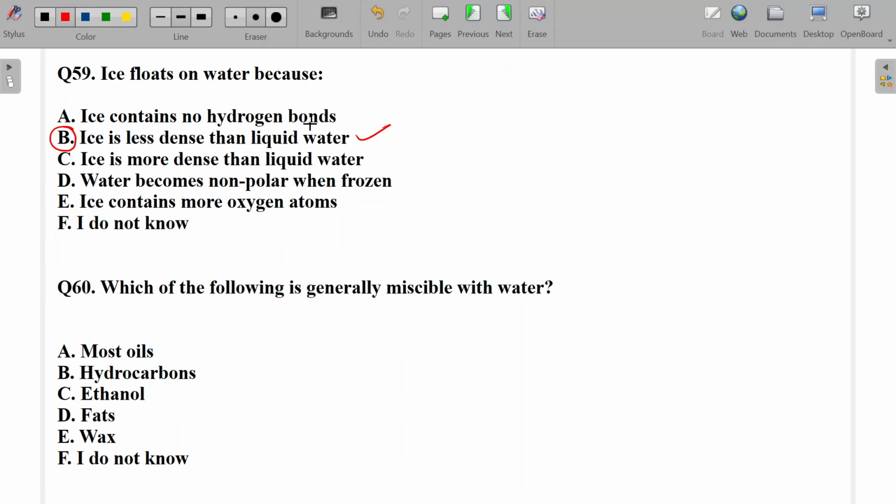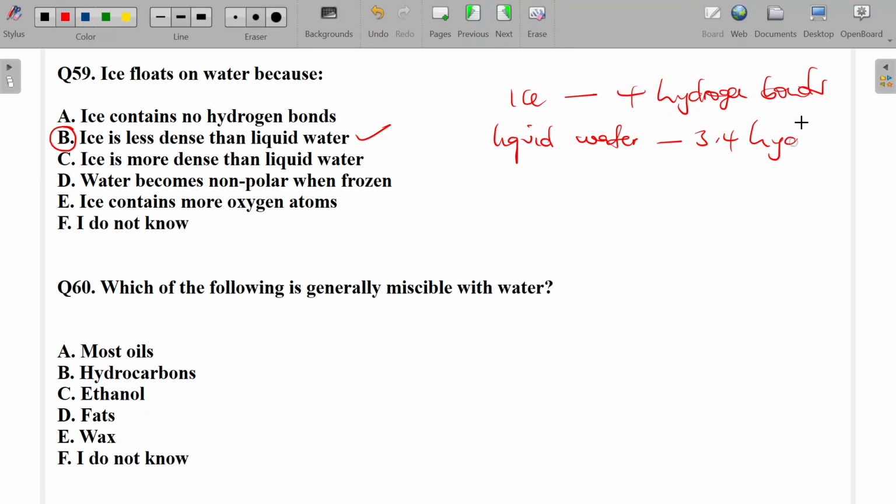As for option A, in ice, each molecule actually forms 4 hydrogen bonds. Then in liquid water, there are about 3.4 hydrogen bonds. The fourth hydrogen bond wants to be formed, but because it's liquid water, particles are slightly passing each other. The fourth bond is not usually formed in liquid water. As a result, it forms about 3.4 bonds.